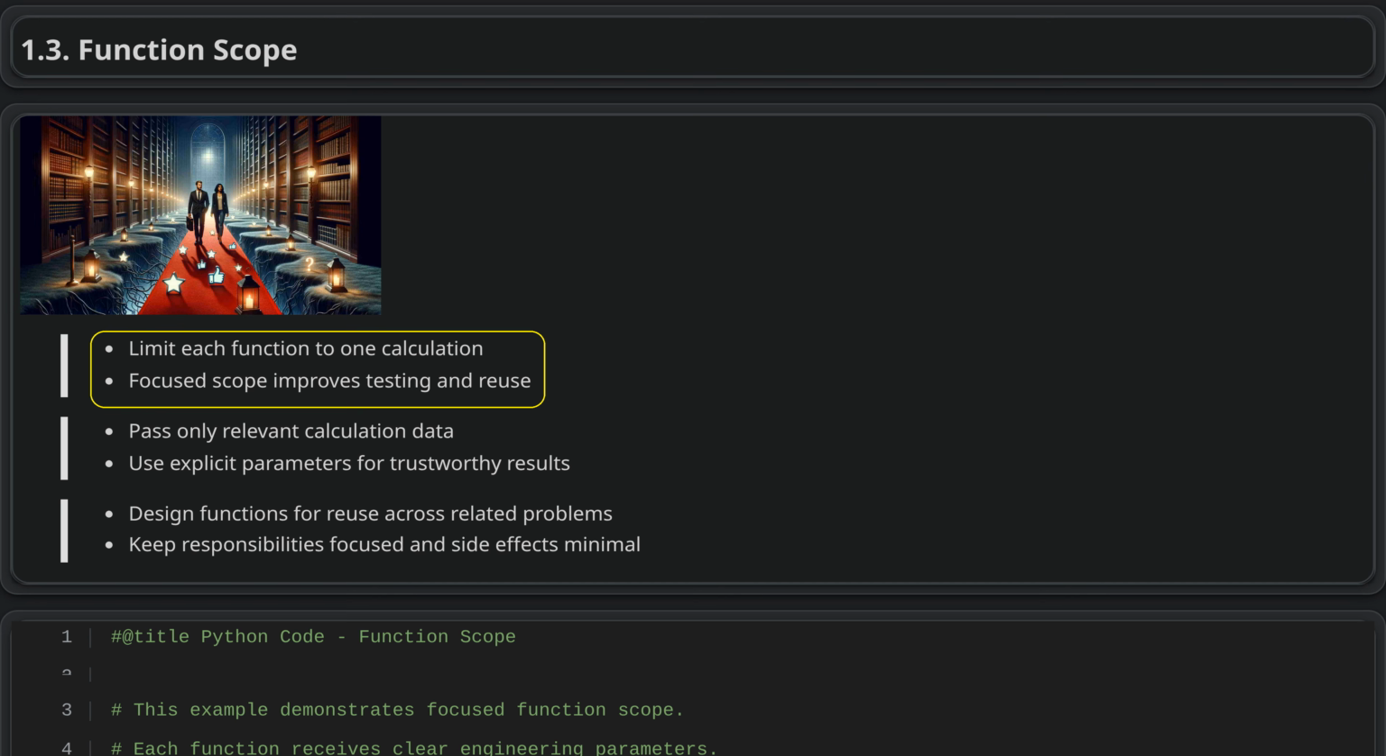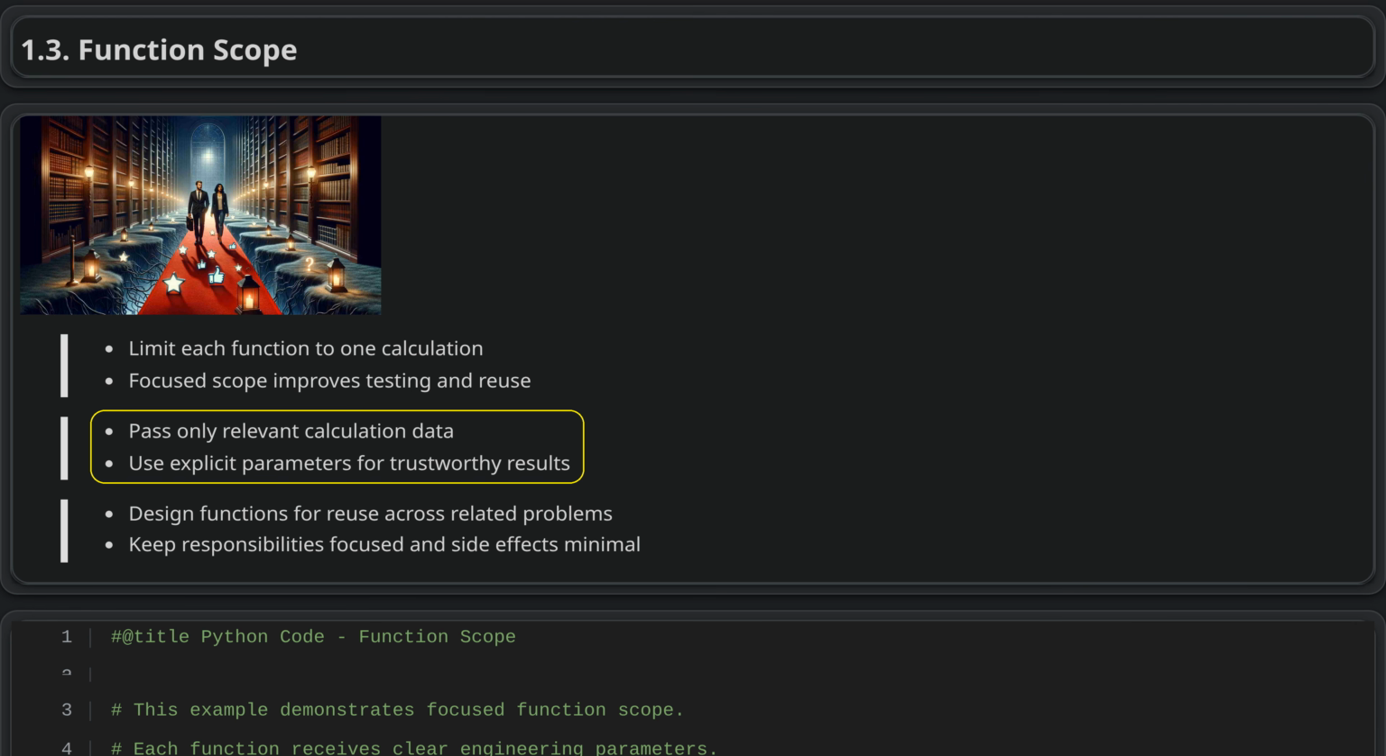Function scope. Function scope defines what a function is responsible for knowing, doing, and affecting. In engineering calculations, a well-scoped function should handle one focused task, such as a specific calculation, rather than an entire workflow. Keeping the scope narrow makes the function easier to test, reuse, and understand, especially by making its purpose and required inputs clear. When defining a function, keep its scope narrow and make required inputs explicit.